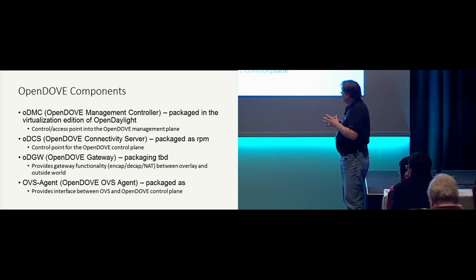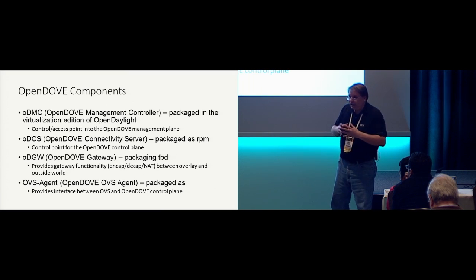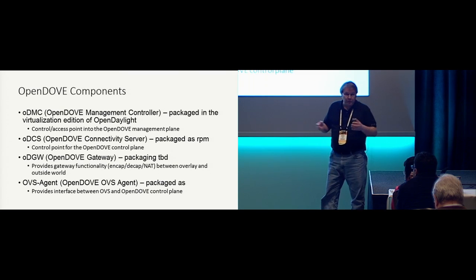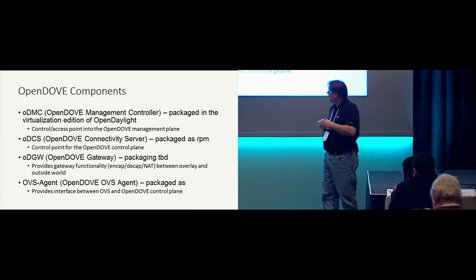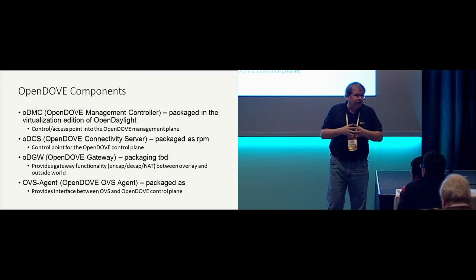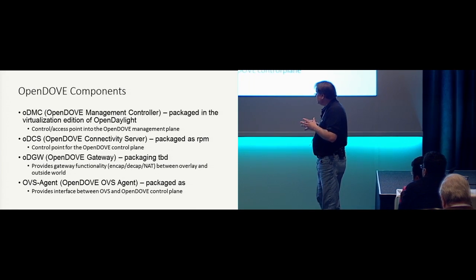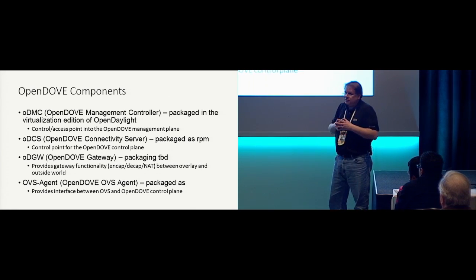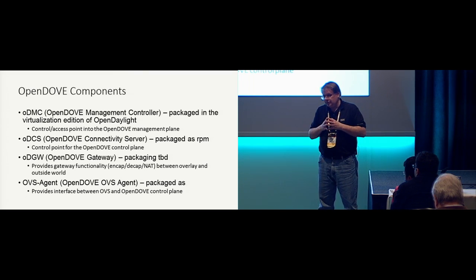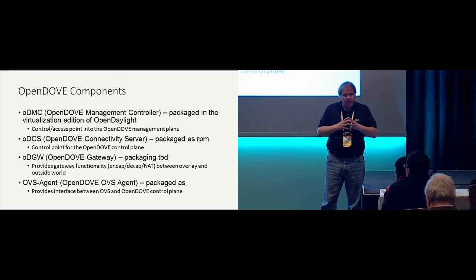It's one of the trade-offs that we decided to make. Second part, the OpenDOVE connectivity server. We'll explain what that does. It's packaged as an RPM. Basically, it's the control point for the control plane that I just mentioned. The gateway, packaging TBD, this is where I get to make my mea culpa. We ran into a non-technical snafu at the last minute, so the Hydrogen release doesn't have a complete version of the gateway. If you download the source code, you will get the user agent.